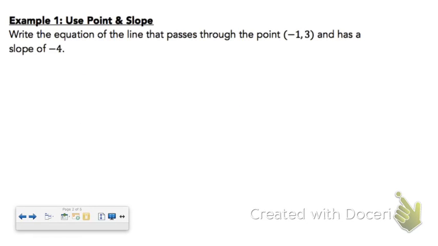So example 1, use point and slope. You're given the slope, and you're trying to write the equation in slope-intercept form. So remember, y equals mx plus b, and our goal is still the same. We're just trying to find slope and y-intercept. So we're actually already given part of that, right? We're given that the slope is -4. So the part that we still have to find is the y-intercept, or the b.